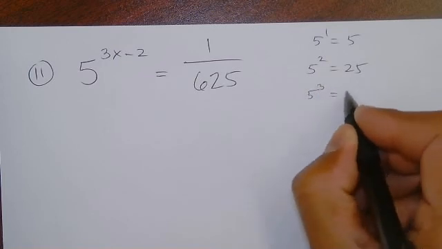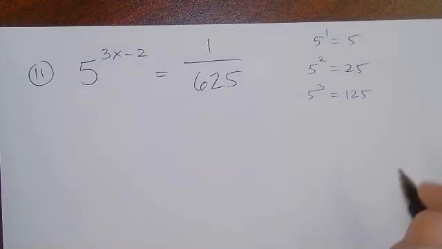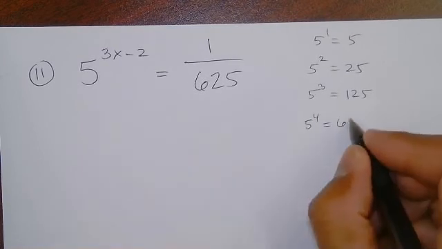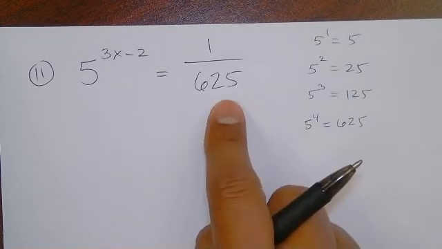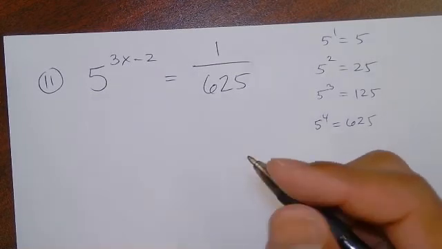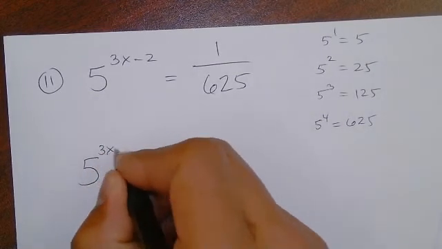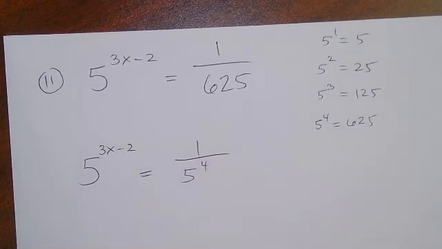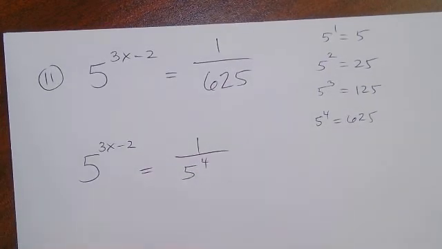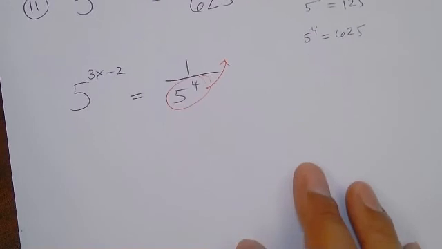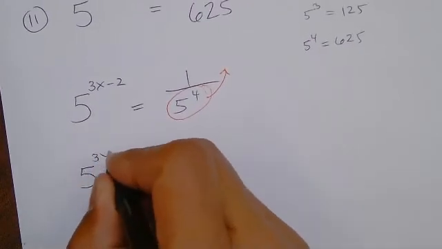Anybody know what 5 to which power gives you this 625? Let's see. 5 to the power of 1 is 5. 5 to the power of 2 is 25. 5 to the power of 3 is 125. Anybody know what 5 to the power of 4 is? 625. How do I know that I have to use a 5? Well, hello, there's a 5 right here. They have to match. 5 to the power of 3x minus 2 equals 1 over 5 to the power of 4. Did everybody write that? Yeah, don't skip that step.